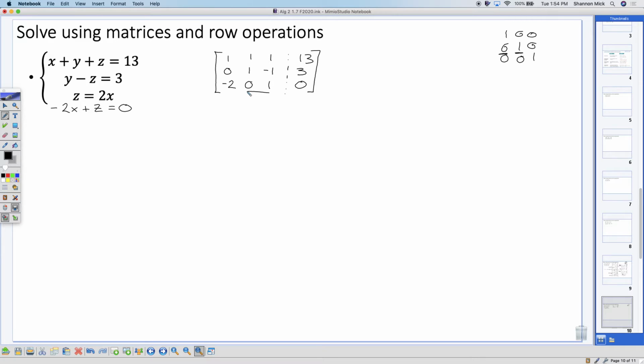Okay, so how am I going to get rid of this -2? Multiply row 1 by 2 and add it to row 3. So do it. Good. Hopefully my 13 will stay a 13.